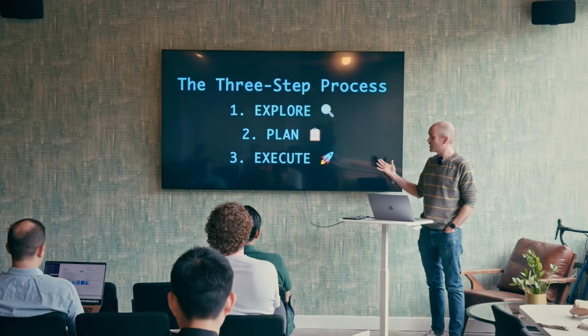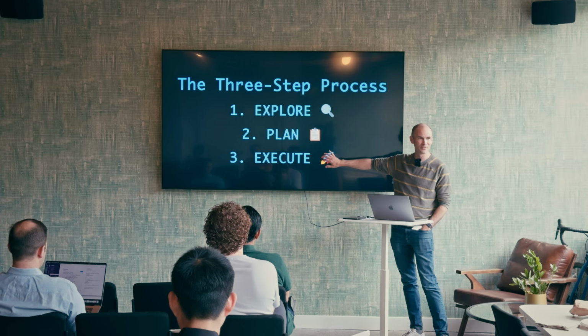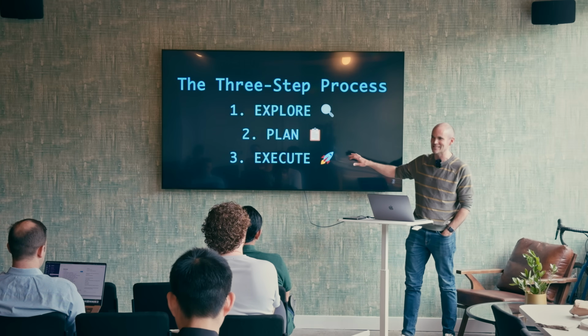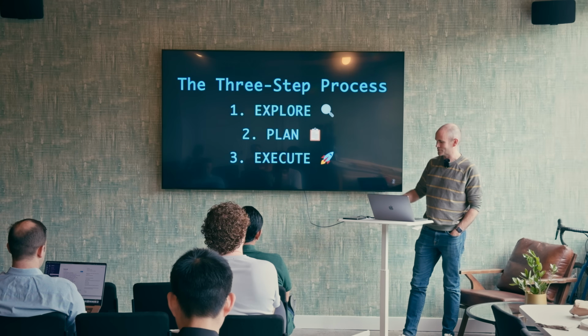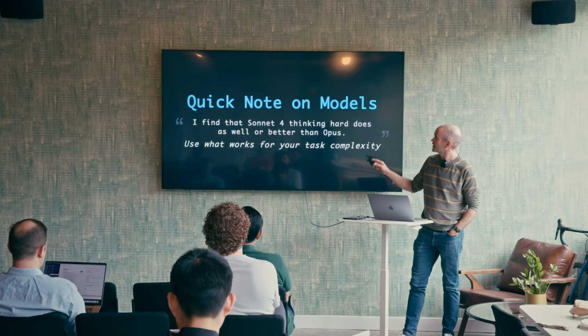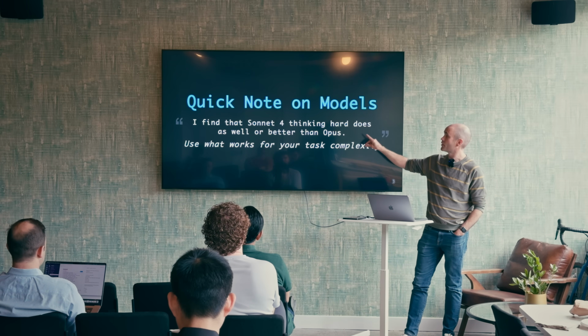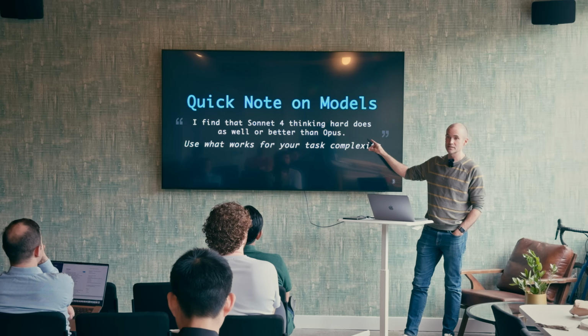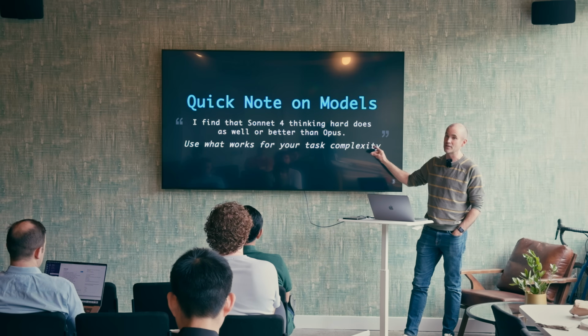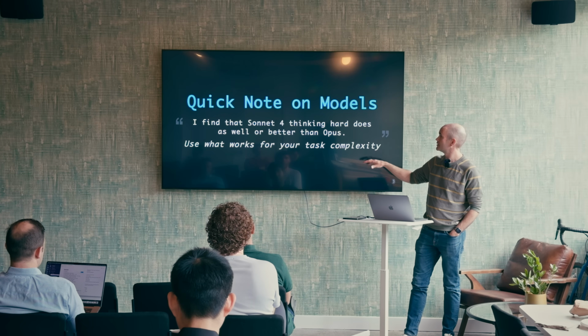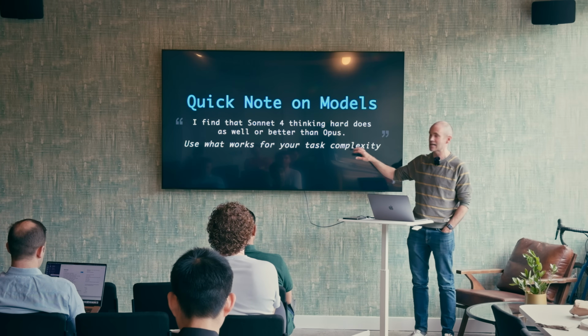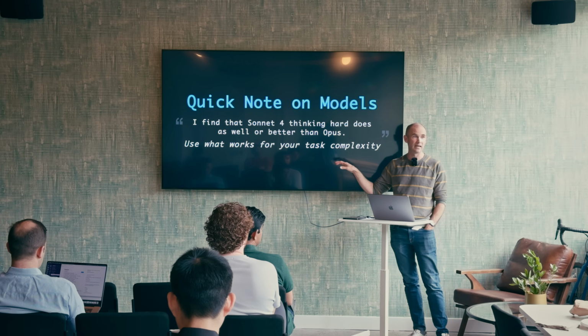But explore, plan, execute. If you jump straight to execute, I do this sometimes. I'm like, this is going to be so easy. Claude is dumb and it will screw it up. I actually find that Sonnet 4 with thinking hard is better than Opus for a lot of tasks, and it's faster. But your task complexity may be different than mine.